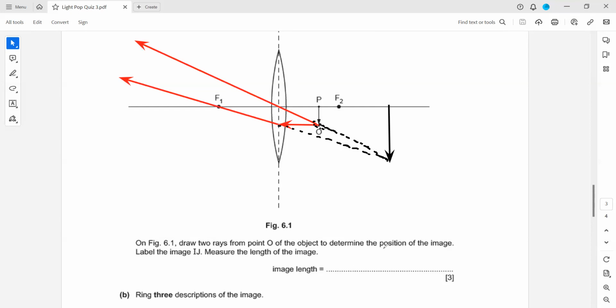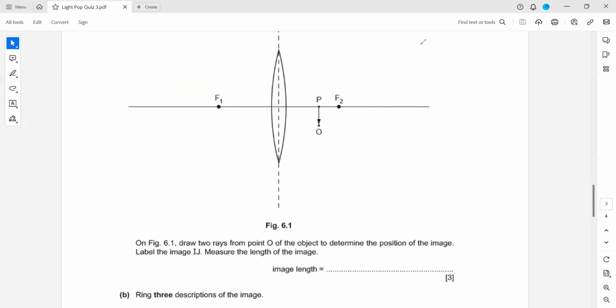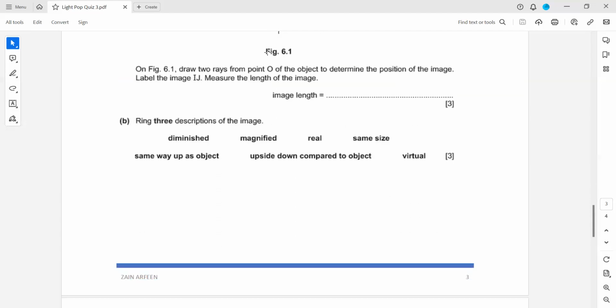And on the figure, draw the rays, that is done, and measure the length of the image. It means you have to measure the length of this image. Label the image as IJ. So this is IJ, and label the length of this image. So you just have to measure the height of this. And then the description of the image: because it is an image formed by a convex lens as a magnifying glass, it is magnified. It is the same way up as the object, like upright you can also say, and it is virtual. These are the three characteristics of the image which is formed by a convex lens.